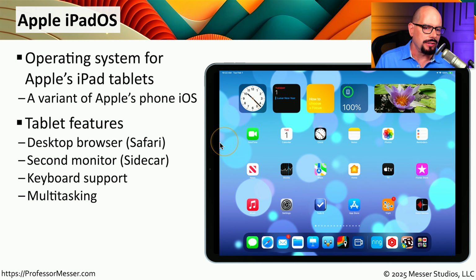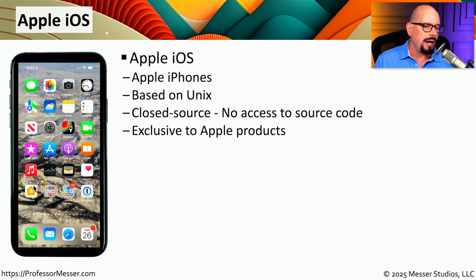iPadOS includes a desktop browser, specifically Safari, which is a different version than what you might find on an iPhone. You also support a second monitor through the use of a function known as Sidecar. There's also keyboard support, multitasking, and much more that supports the hardware that iPadOS is based on. Although it looks very similar, the operating system that runs on Apple's iPhones is actually a different operating system known as Apple iOS. Unlike Linux, which is an open source operating system, all of the Apple operating systems are closed source. You do not have access to the source code of iOS. And iOS is an operating system that will only run on Apple hardware.